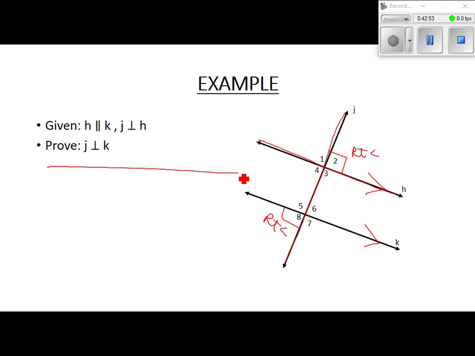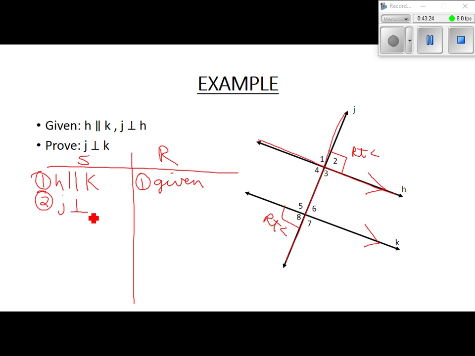Yeah. So we should be able to do this two-column proof. Let's see if we can. Statements, reasons. What's our first statement going to be? H is parallel to K. How did we know that? It's good. That was given to us. Now, do we want to put the other given in that same statement? No. You can put angle 2 and angle 8 are alternate exterior. Nah, you're jumping way, way ahead. You skipped a whole bunch. Now, what do we need to say next? J is perpendicular to H. How did we know that? Given.